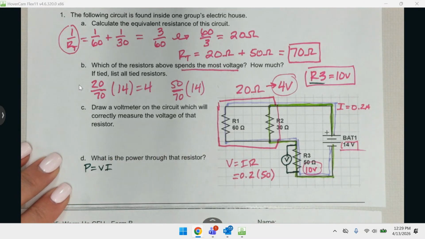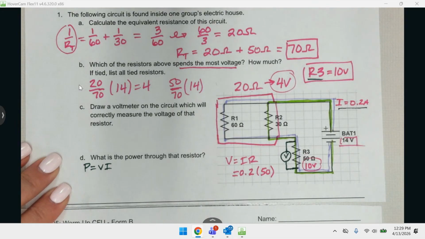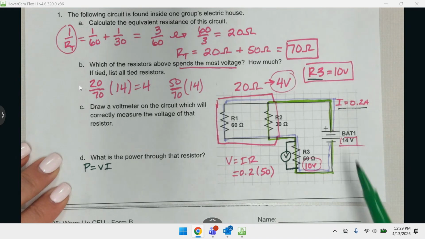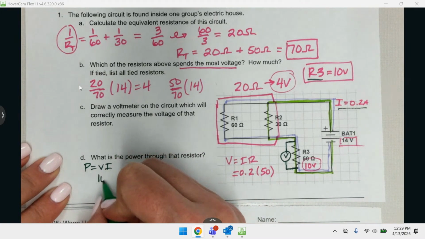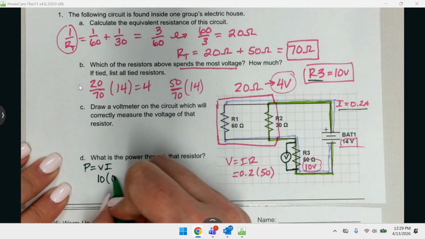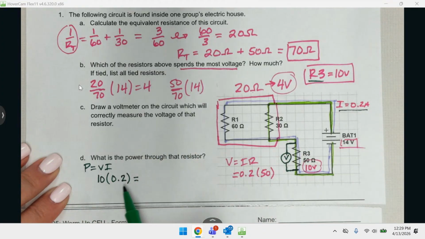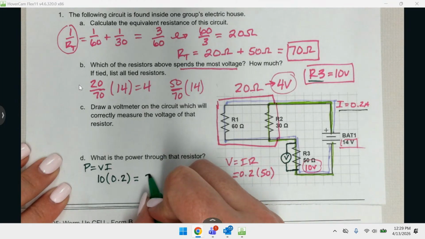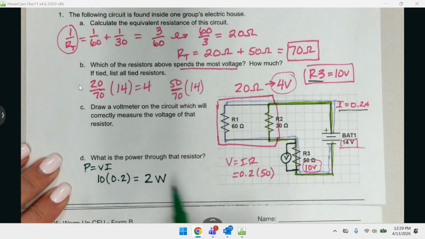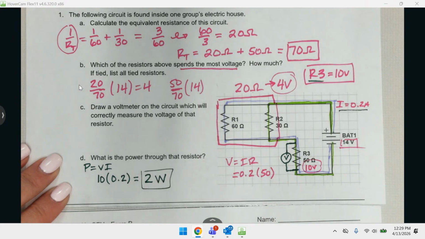Okay, so we would need to know the current and the voltage, and we already found the current. We've got it right there. If we hadn't found it earlier, we would need to find it now. And so you would take your voltage, which at this resistor, that voltage drop is 10 volts. And so you would have 10 times 0.2, and that would give you your power. Now, if you multiply 0.2 times 10, that's going to be 2 watts. And that would be your answer for the last one.